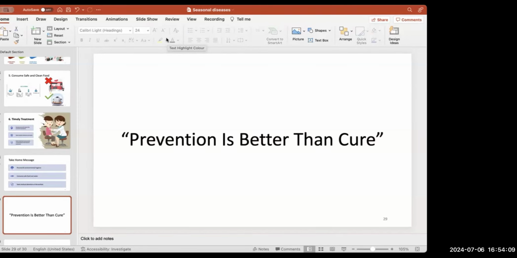Yeah, thank you, sir. And I have received one more question asking whether I can give a good supplement like multivitamin syrup or a Revital tablet to increase the immunity among infants or even school-going children?